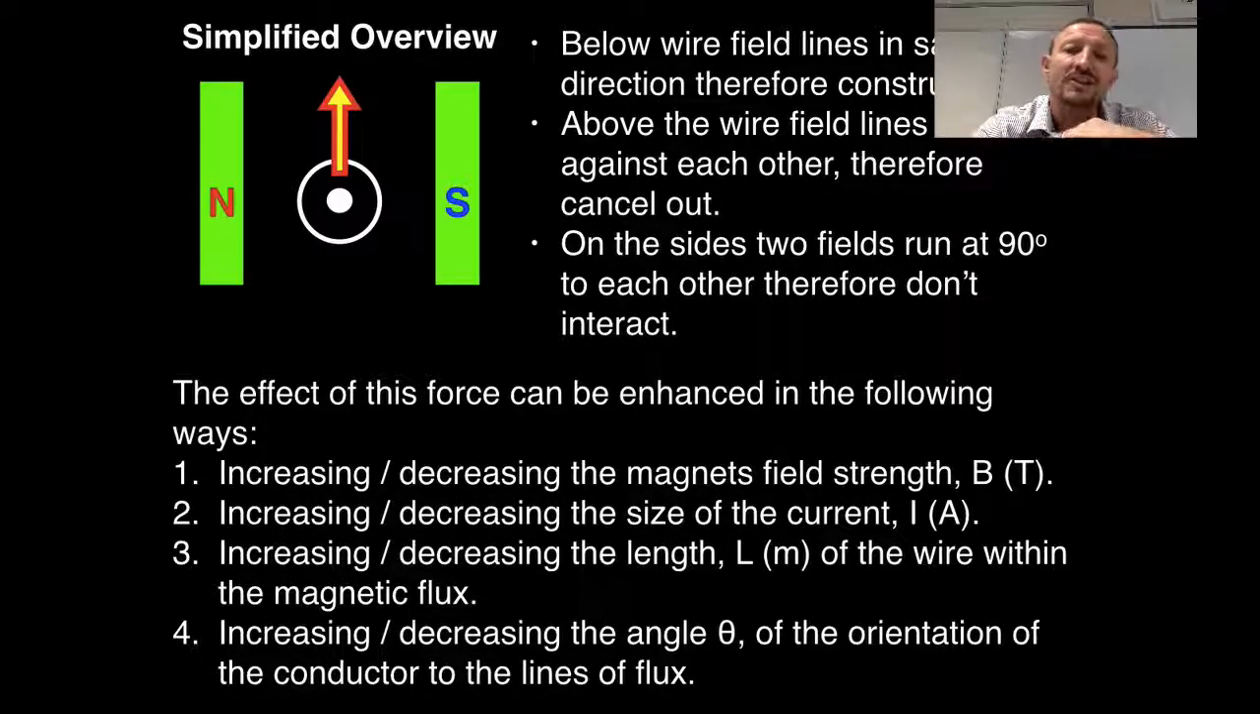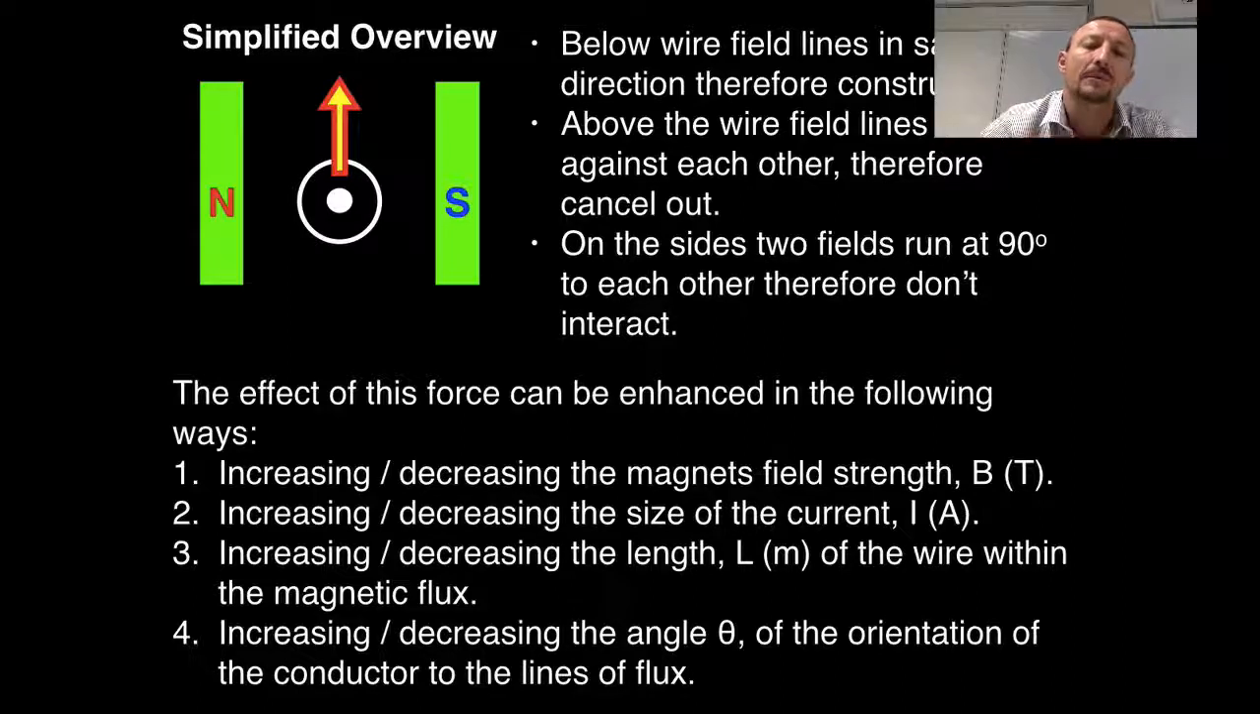Finally, we can change the angle at which we place the wire subjected to the magnetic flux. If they're running directly parallel with each other, then we're going to get maximum force. However, if they're working at an angle to each other, then we are going to get a diminished force until the magnetic field lines are running at 90 degrees to each other. At this point, there is no interaction whatsoever. No interaction means no force.